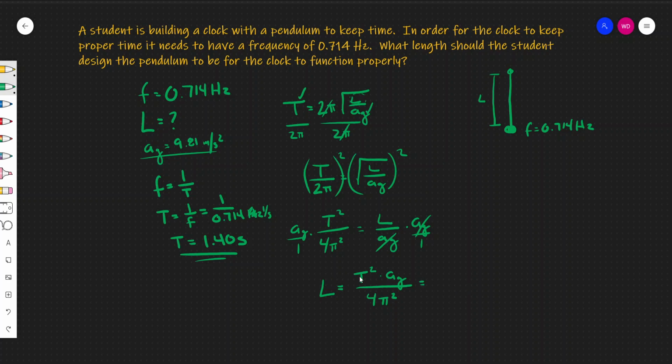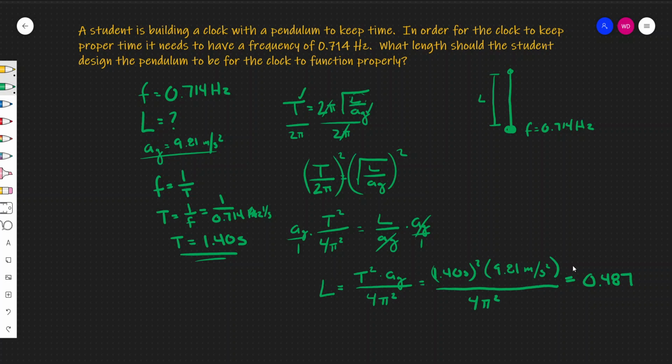All right, so time or period, we solved, is 1.40 seconds. I need to square that. Acceleration due to gravity is 9.81 meters per second squared, all divided by 4 pi squared. So if you put that into your calculator, you can pause and do that if you want. I've done that in advance, so I get a length of 0.487.